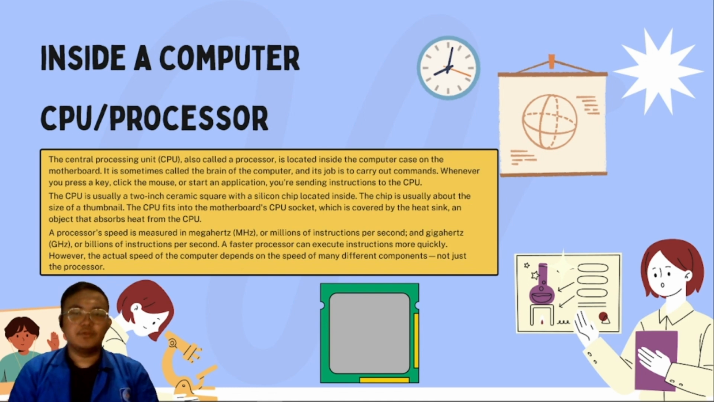Next, we have the CPU, or Central Processing Unit. This is often called the brain of the computer, and its job is to carry out commands. Whenever you press a key or click the mouse, you are sending instructions to the CPU. A processor's speed is measured in megahertz or gigahertz. A faster processor can execute instructions more quickly.